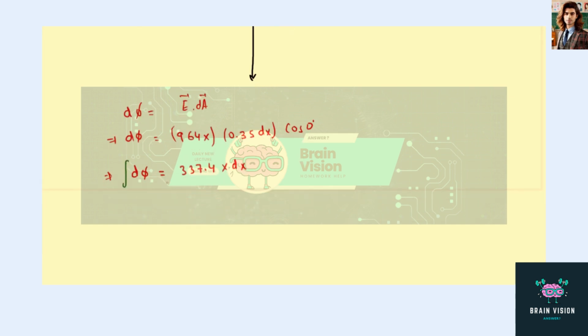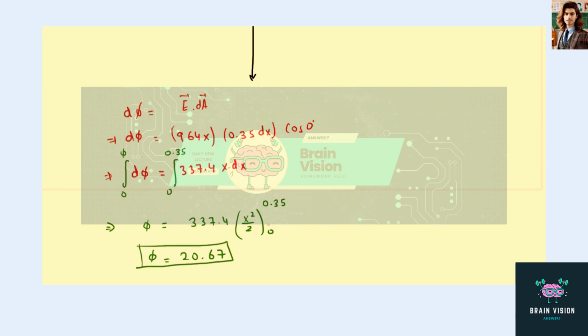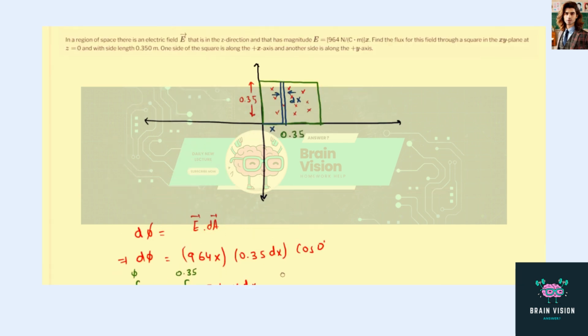So the total flux is going to be, we integrate both sides, and the values of x are from 0 to 0.35, and this is from 0 to phi. So the total flux is going to be equal to 337.4, and the integration is x square over 2, and we place the limits from 0 to 0.35. So this is going to be equal to 337.4 times 0.35 square over 2. So that's coming as, the total flux is coming as 20.67. So this is the required total flux through this particular square.